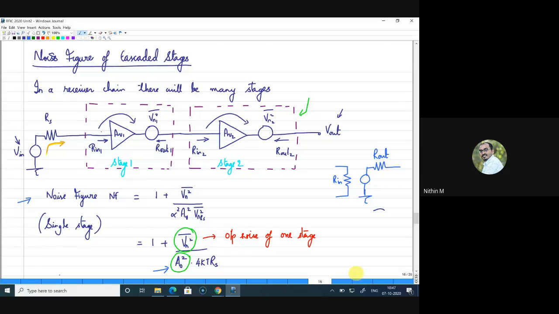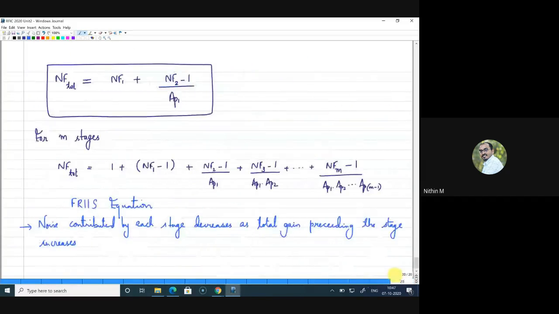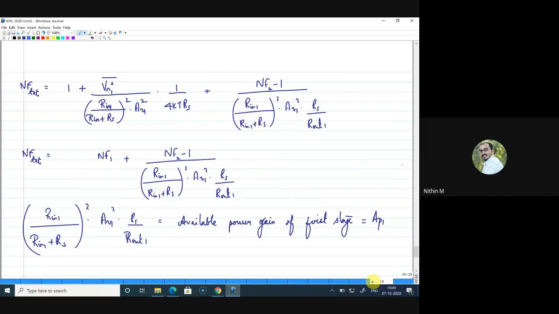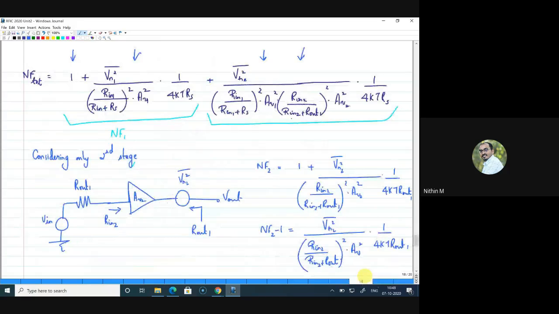Now we obtained the noise figure in very simple terms by this Friis formula. If you know the individual noise figure of the stages and the power gain of individual stages, then this formula turns out to be very easy. But that doesn't mean that it will always be easy. If the power gain or the noise figure of individual stages is not available, and if we know the noise contribution of individual stages as vn1, vn2, if you know rn1, rn2, rs etc., it is better to use this formula.